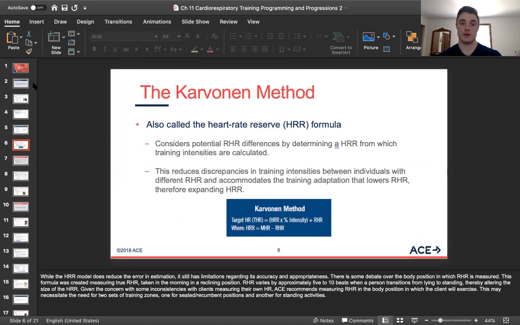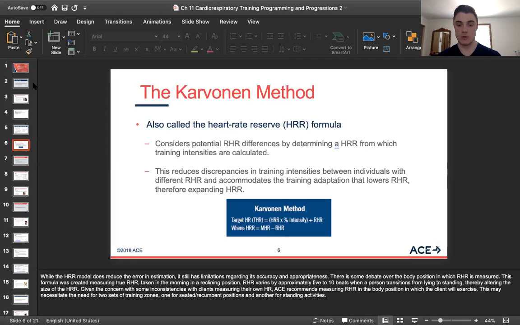Okay, we have the Karvonen method. This is also another important formula that you should know for the test. We have heart rate reserve. That's what this is. That's why he created this, was to be able to determine heart rate reserve. So think of heart rate reserve as, right now I'm resting. So my reserved heart rate is going to be how much farther my heart rate can go up from my resting rate.